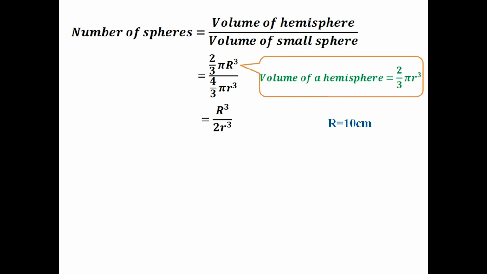Now the radius of the hemisphere, that is capital R, equals 10 and the radius of the sphere equals 1. So replacing the values, we can write 10 cube by 2 into 1 cube, that is 1000 by 2 or 500. So the number of spheres that can be made is equal to 500.